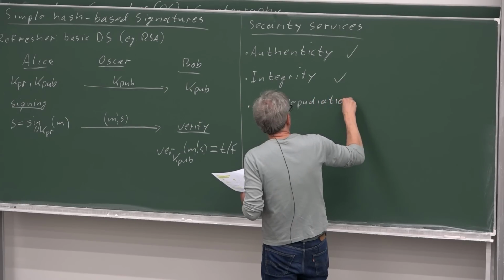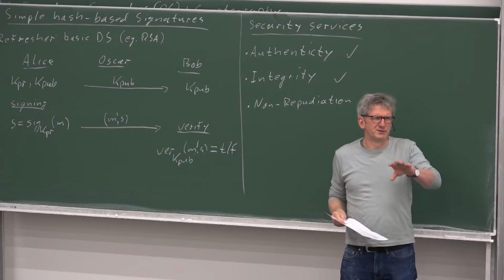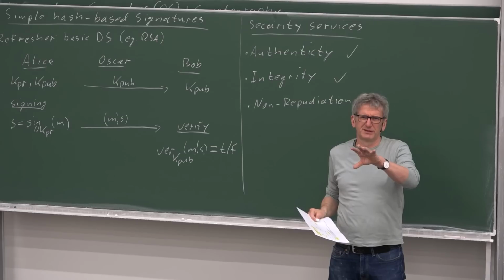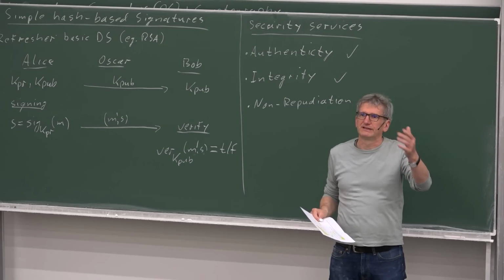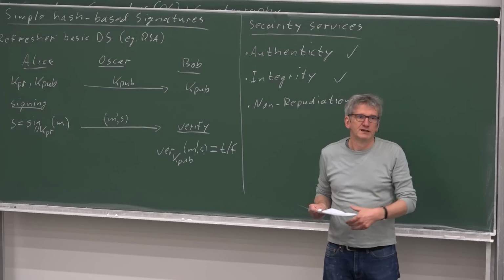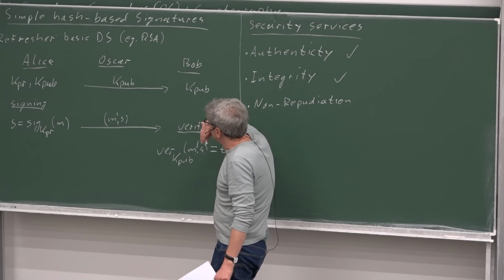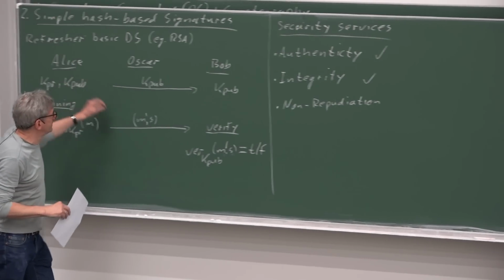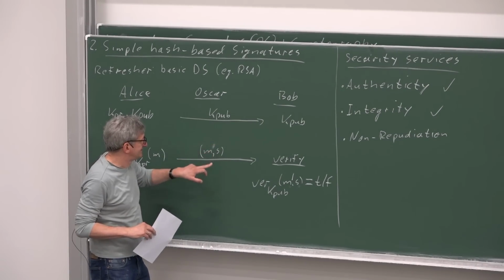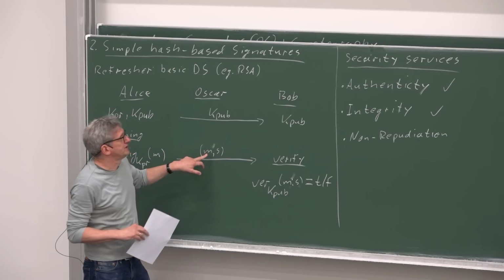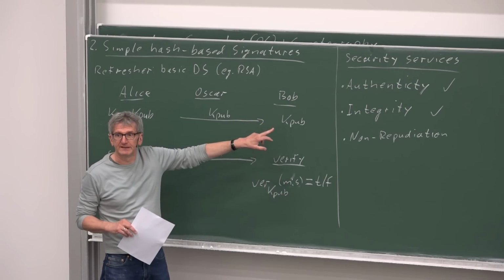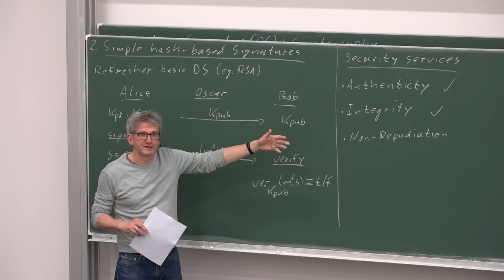Non-repudiation. I don't know whether people recall that we talked about it. Yeah, there was this car with the car sales, right? So that's the issue: can Alice later claim this M is not really coming from me, it's coming from Bob? Bob generated that, right? Bob was the car dealer, that was the setting.